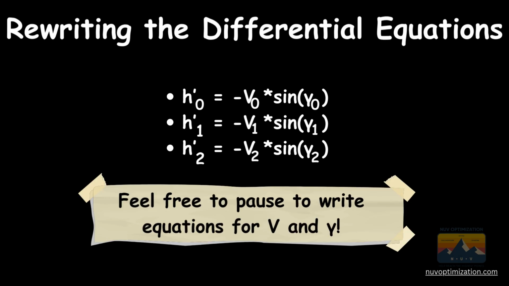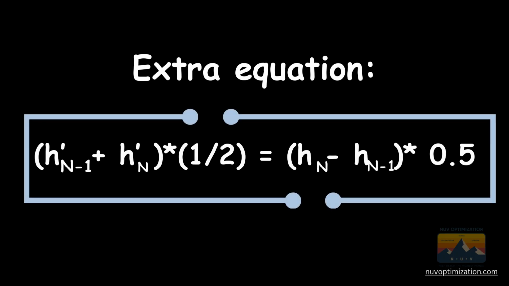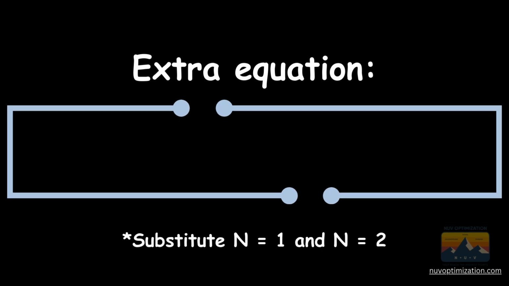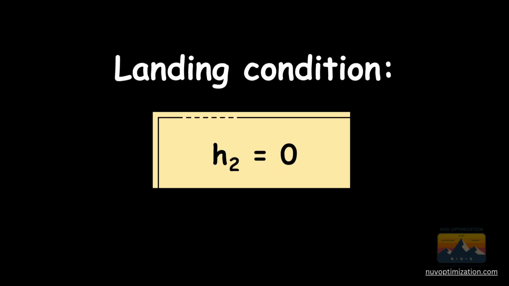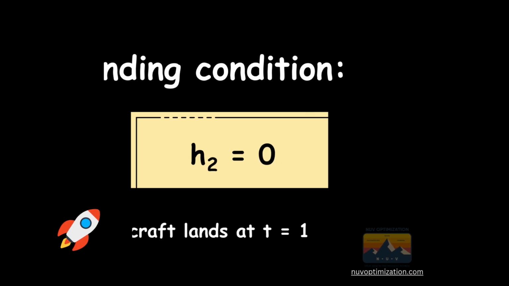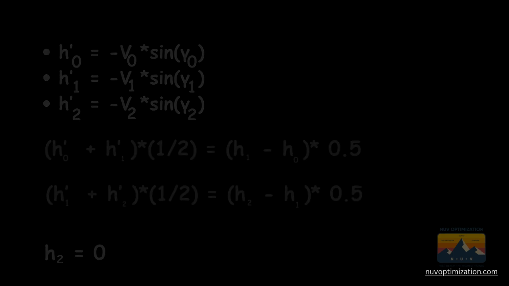Now we can add the trapezoidal rule approximations. Note that, as discussed about the trapezoidal rule earlier, we also get extra equations that link the values at different time points, like this one as an example. And more precisely for this particular problem, with n equals 2, we have these 2 extra equations. For this problem, we also have our specific control condition, h sub 2 equals 0, meaning the spacecraft lands at t equals 1. Putting all these equations together, the 3 derivative definitions, the extra equations from the trapezoidal rule for each variable over each subinterval and the control condition, we obtain a complete system of nonlinear equations to solve.